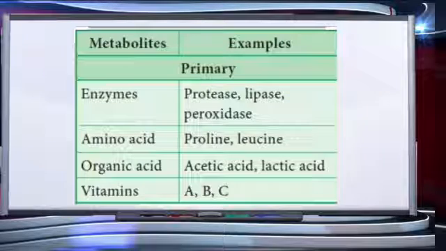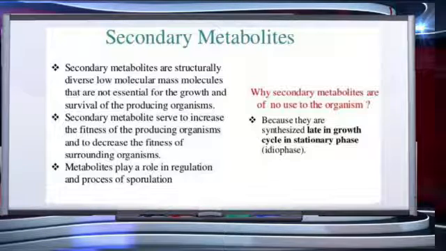This table shows examples of primary metabolites. Enzymes, amino acids, organic acids and vitamins are considered as primary metabolites.